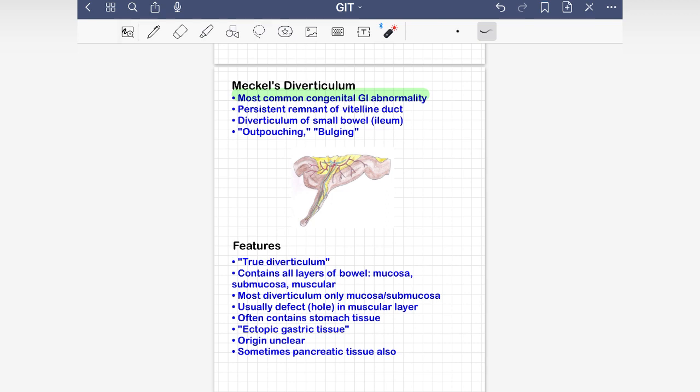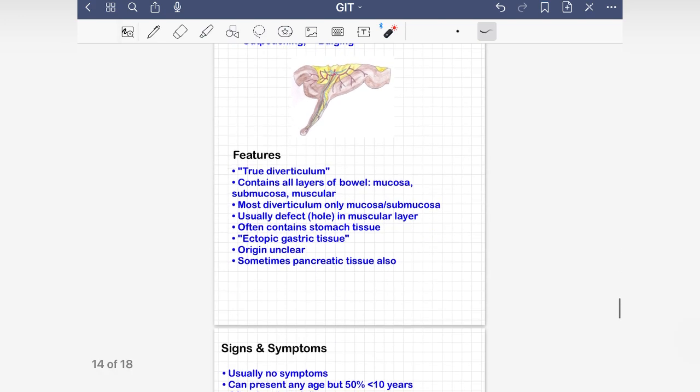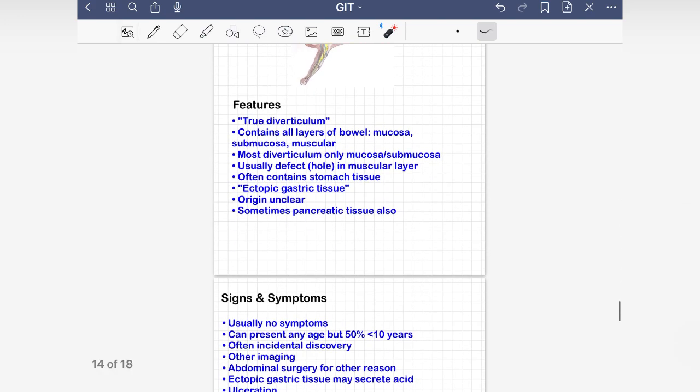It's very important that you understand that a Meckel's diverticulum is what's known as a true diverticulum. It contains all layers of the intestine, the mucosa, the submucosa, and the muscular layer. Most diverticulum only contain the mucosa and submucosa. Usually there is a defect or hole in the muscular layer, and the mucosa and the submucosa protrude through the hole to form a diverticulum.